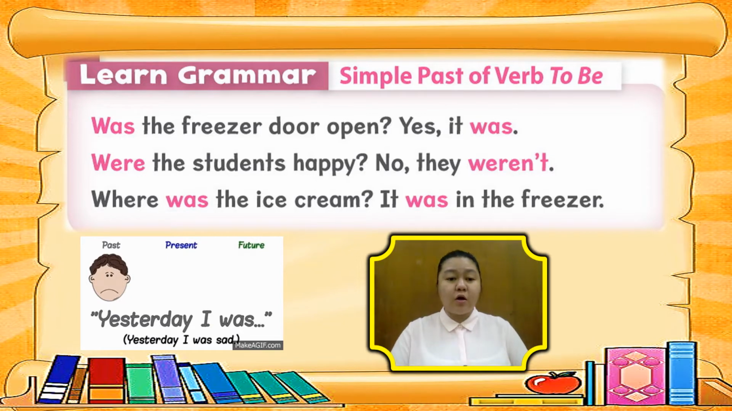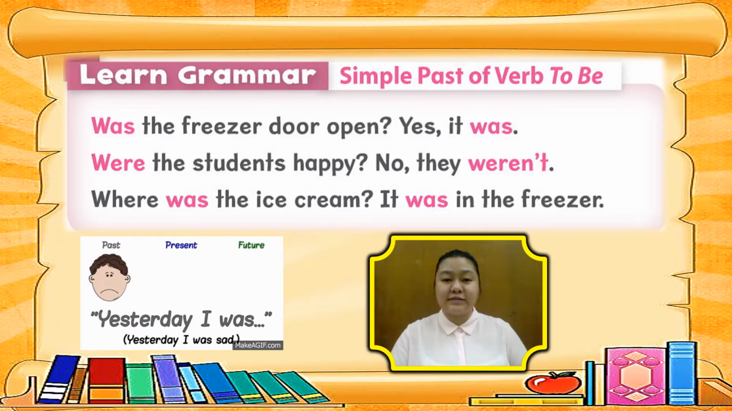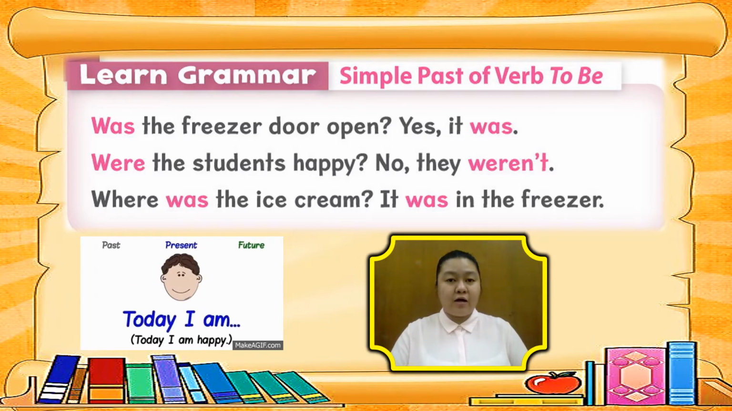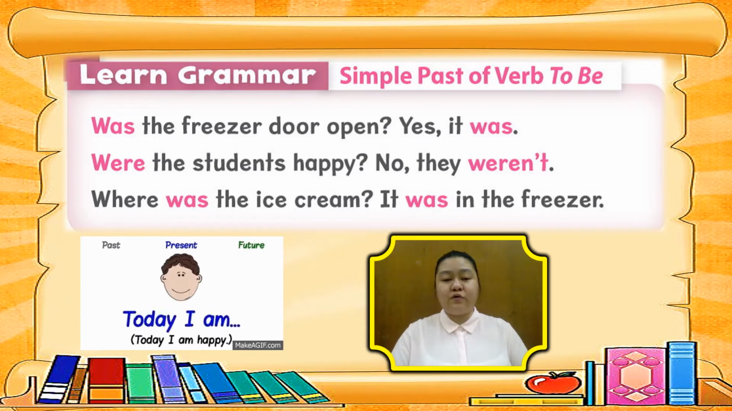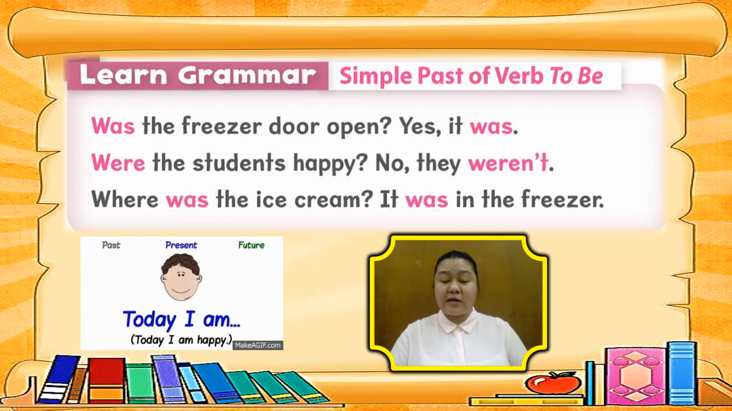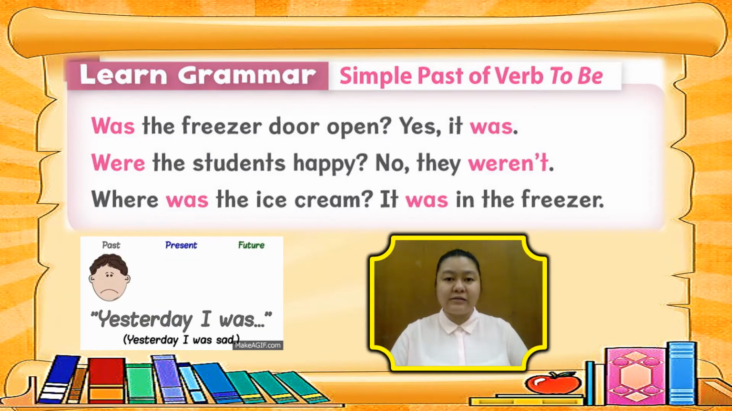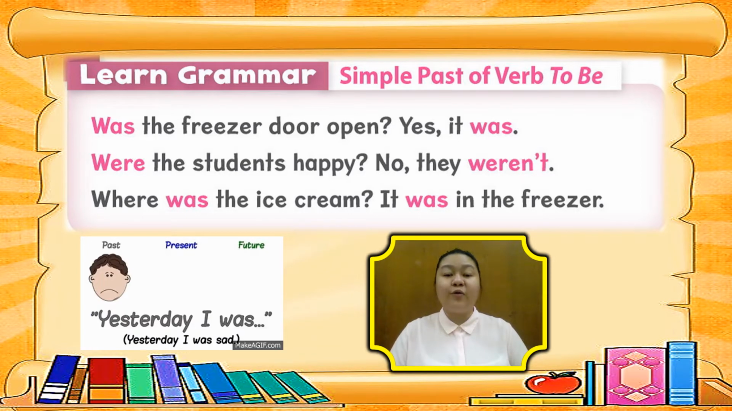The next one, were the students happy? No, they weren't. So were here, instead of using are, we use were. And instead of using aren't, we are using weren't. Where was the ice cream? It was in the freezer. Again, instead of using is, we will be using was. Correct.